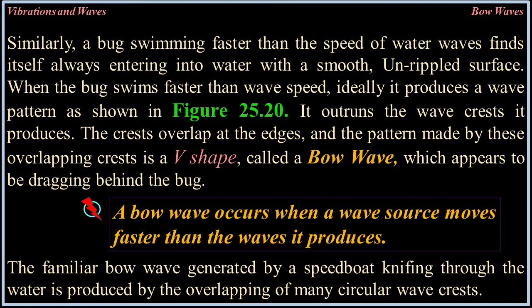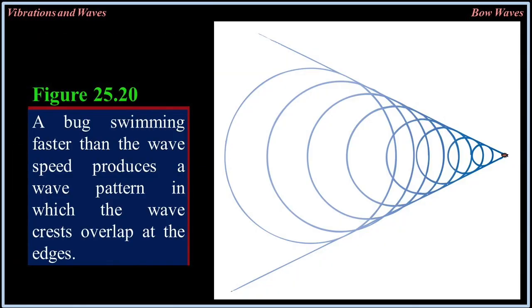A bow wave occurs when a wave source moves faster than the waves it produces. The familiar bow wave generated by a speedboat knifing through the water is produced by the overlapping of many circular wave crests. Figure 25.20: A bug swimming faster than the wave speed produces a wave pattern in which the wave crests overlap at the edges.